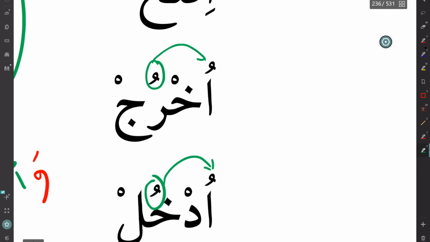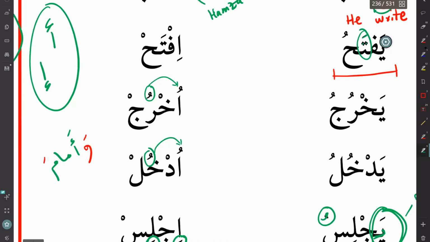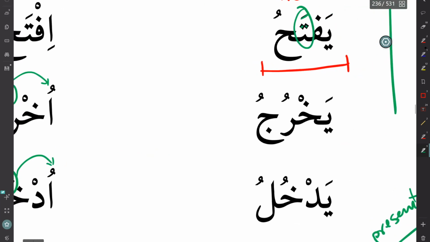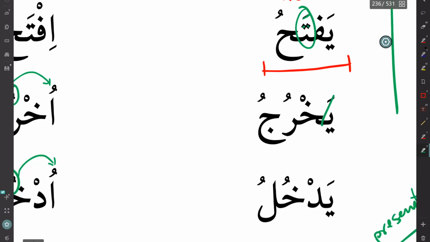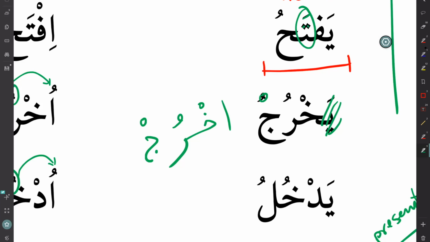You understand? So I'll just give you one example and see what's going on here. We had yakhruju. So we remove the ya, and we put a sukun here, right? So we have kha with sukun, ra with dhamma, and jim with sukun. We bring hamzatul wasl to help us with the pronunciation. But what haraka do we put? That depends on the middle letter. If the middle letter has dhamma, we put dhamma. If not, we just put kasra. Okay.